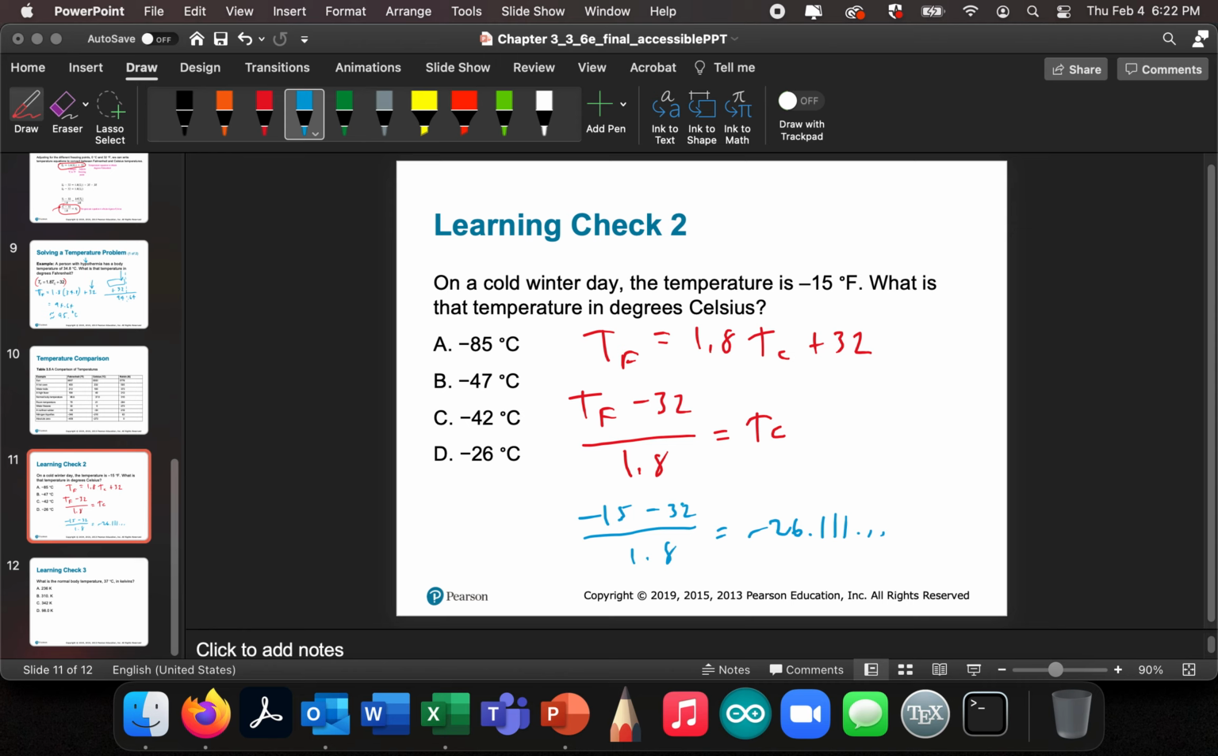So how many sig figs is this? This is going to be 2 sig figs up here and 2 sig figs down here. So this number has to be reported to 2 sig figs. And so we're going to say that this is about minus 26 degrees Celsius. All right, let's do one more and then we'll wrap it up.